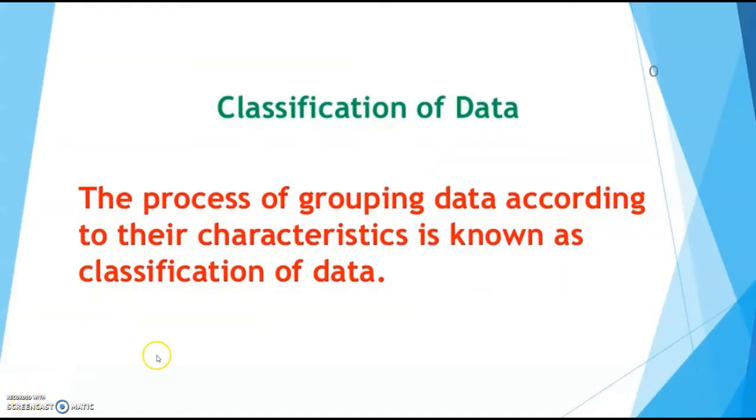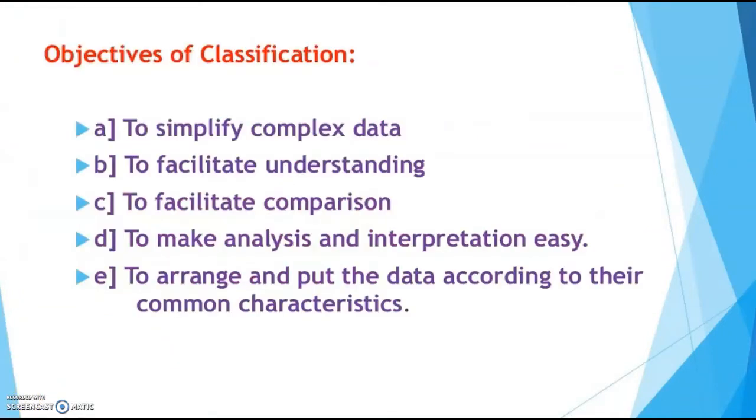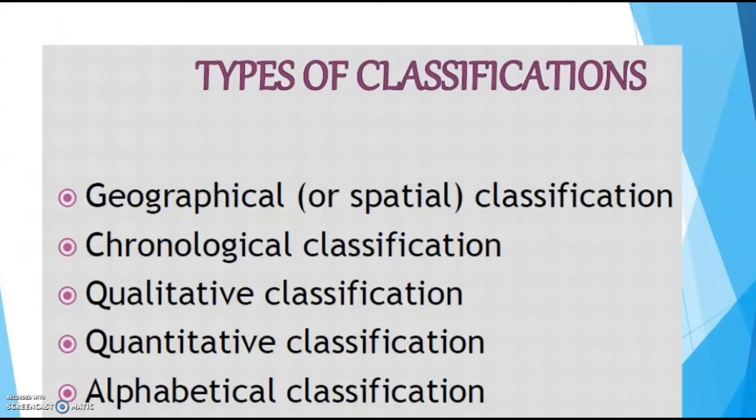Children, in the last class, we have learnt about the classification of data, objectives of classification and types of classification. Which are the different types of classification of data? Geographical classification, chronological classification, qualitative classification, quantitative classification, and alphabetical classification.